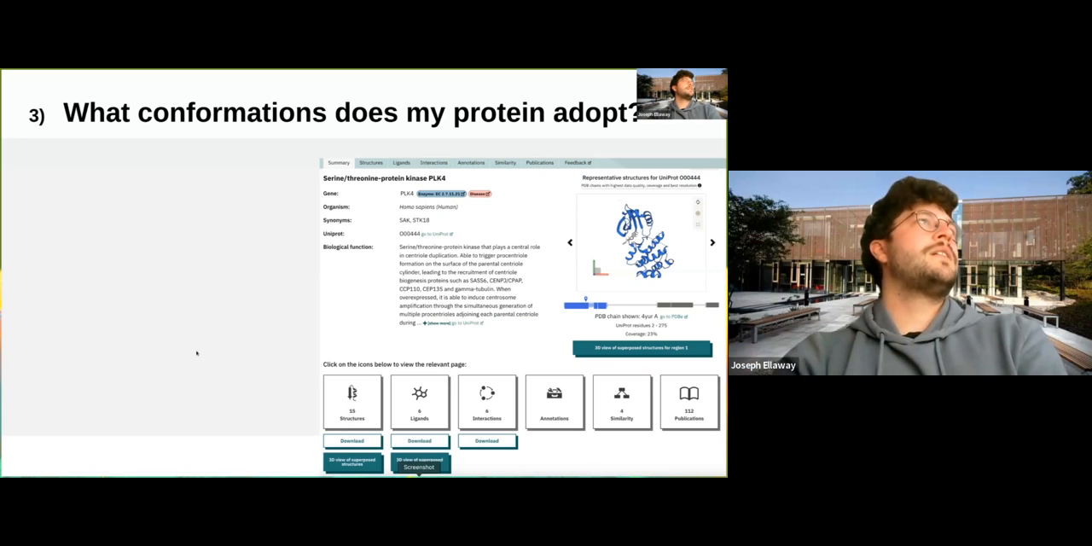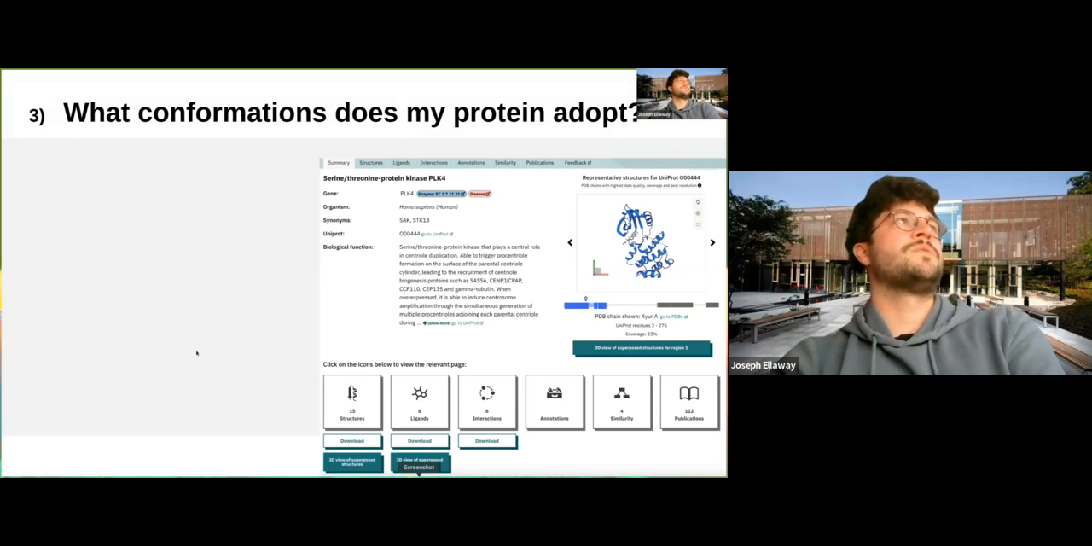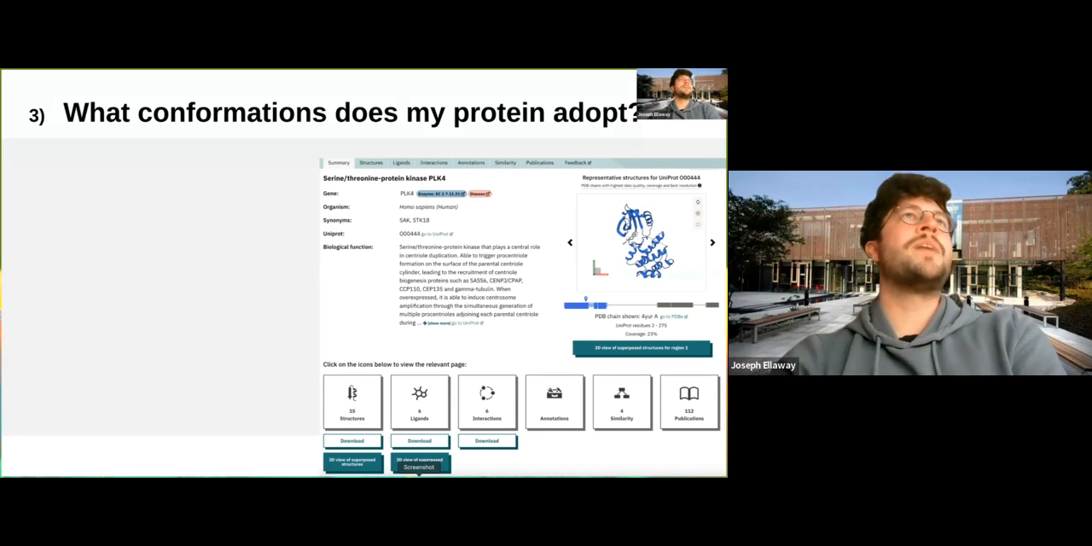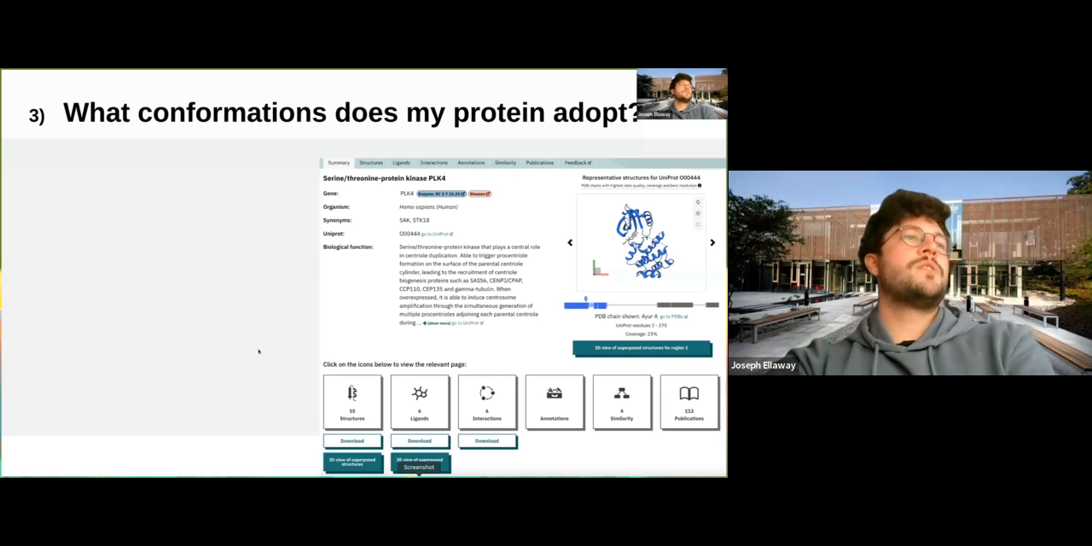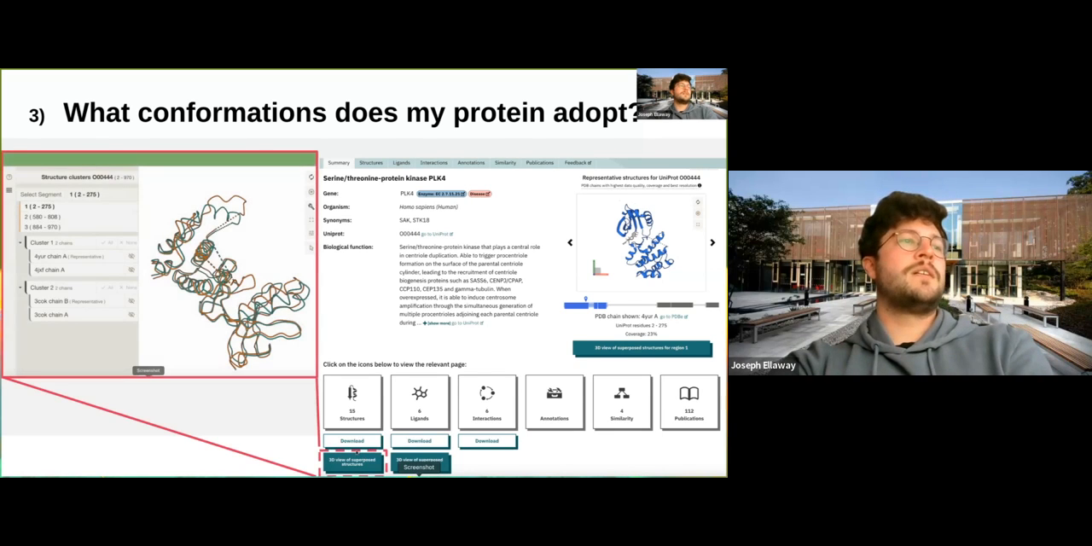So thirdly, another question which you can now answer on the PDBe KB is, what conformations does my protein adopt? If you navigate over to the summary tab and click on the button in the bottom left here, you'll find the 3D view of superposed structures tab, and if you click on that, that will open up a MolStar viewer.